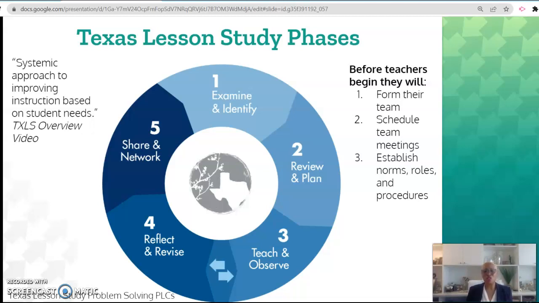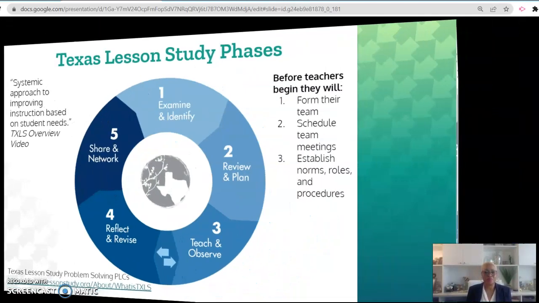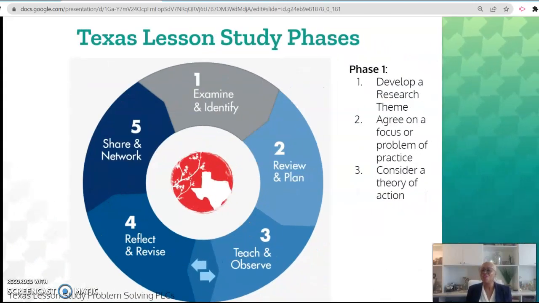Step number 2, before the teachers begin, they'll schedule the team meetings. And step 3, they'll establish the norms, roles, and procedures. It's so important to determine who the facilitator will be, the note taker, and the timekeeper, as mentioned a moment ago. Phase number 1, develop a research theme. Teachers will develop a research theme, and they may also add in or consider an enrichment component as well. 2, they're going to agree on a focus or problem of practice. And 3, consider a theory of action. Some examples would be their instructional strategies.